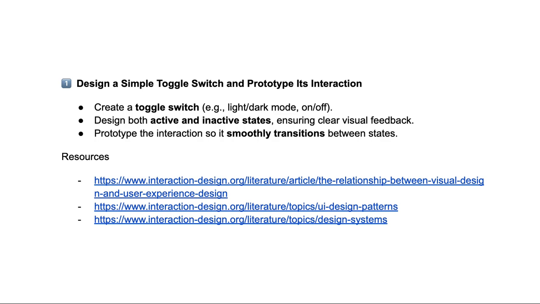Day one, and we're working on our UI with a little bit of UX. This first challenge is to design a simple toggle switch and prototype its interaction.